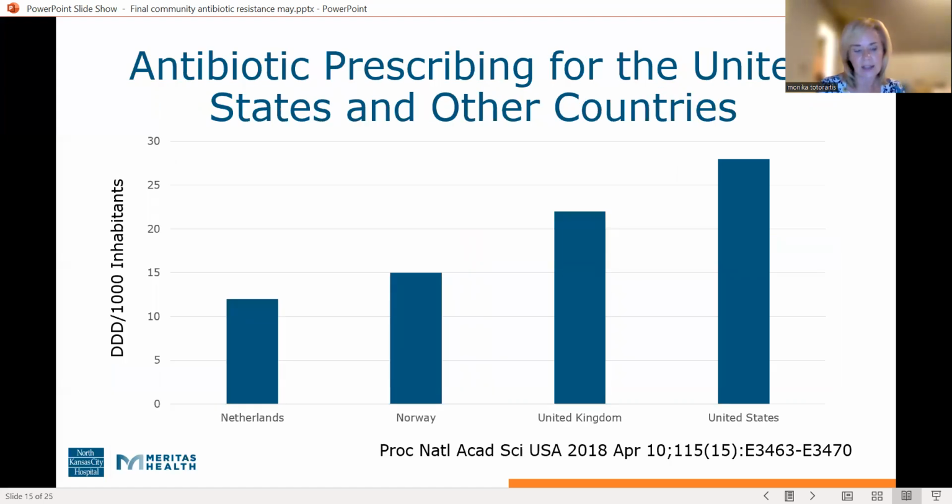In the United States, we write more antibiotic prescriptions per 1,000 people when compared to others, as depicted by the slide. More antibiotics are prescribed compared to, say, the Netherlands, Norway, and the United Kingdom. The United States doesn't have more illnesses than others. We simply use more antibiotics, and the concern is we use them when they may not be indicated.